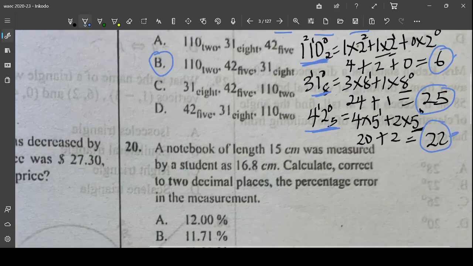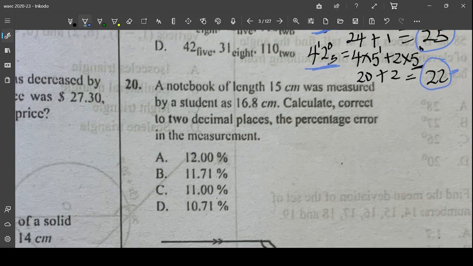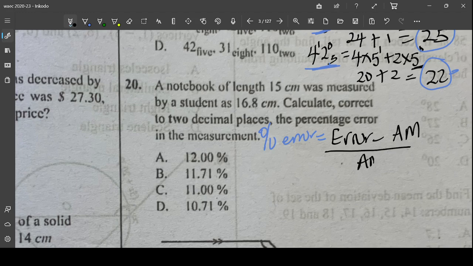All right. So let's look at question number 20. It says a notebook of length 15 centimeters was measured by a student as 16.8 centimeters. Calculate, correct to two decimal places, the percentage error in the measurement. So what's the formula for percentage error? Percentage error is equal to the wrong measurement, or error, whatever you call it, minus the actual measurement or the correct value, all over the actual measurement, times 100. So it's pretty much straightforward.